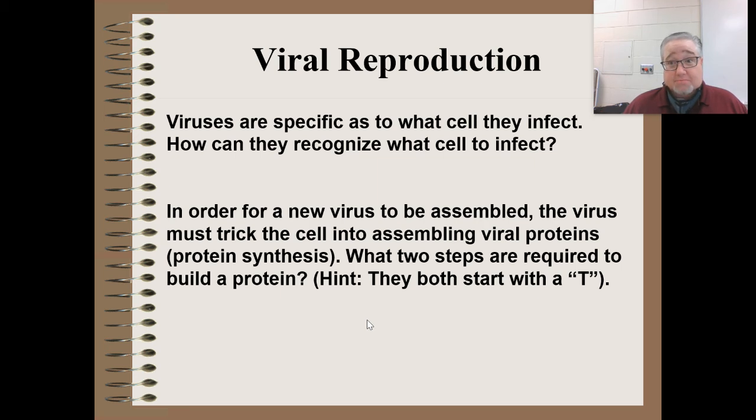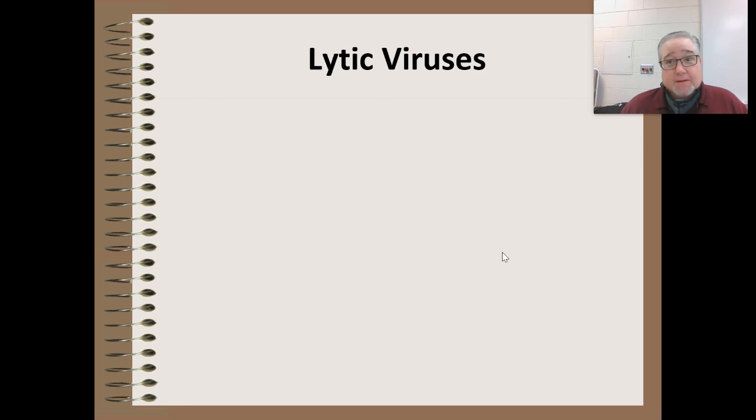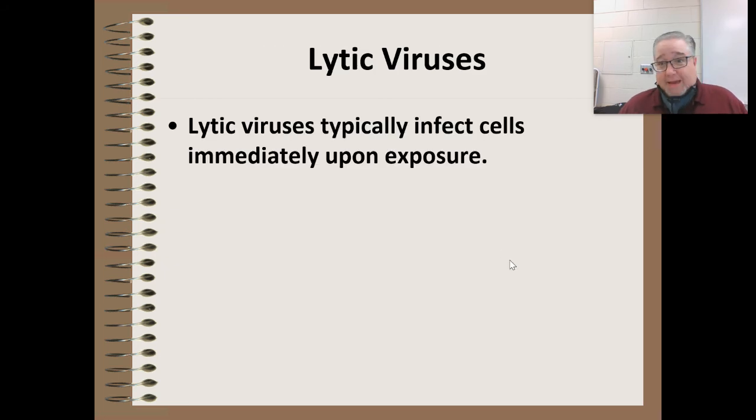Viruses can't transcribe and translate their own DNA to build proteins. This is what they need your cells for. They need your cells to build proteins so that new viruses can be assembled. Okay. Now, there's two different general types of viruses. One of them is called a lytic virus. The other one is called a lysogenic virus. I'll explain that in a couple of minutes.